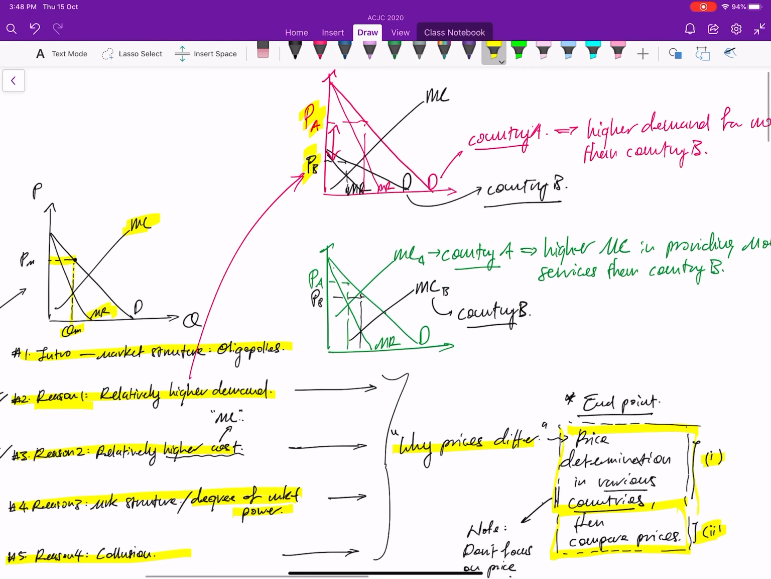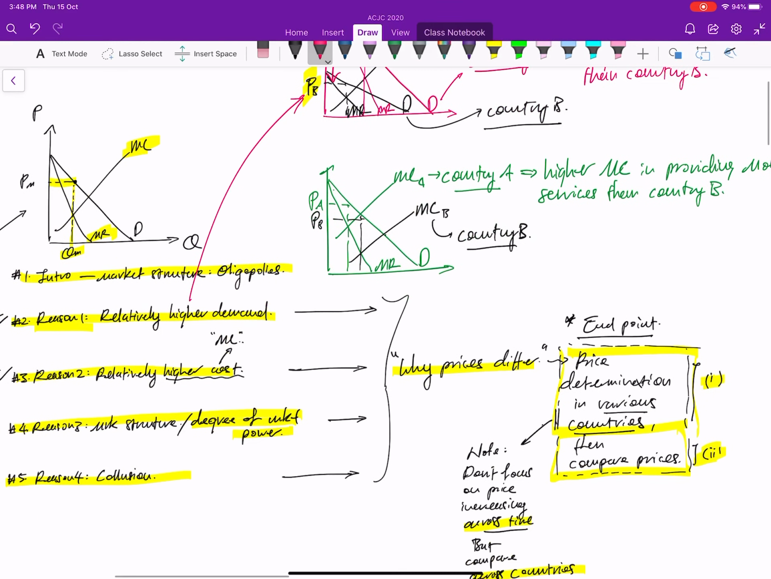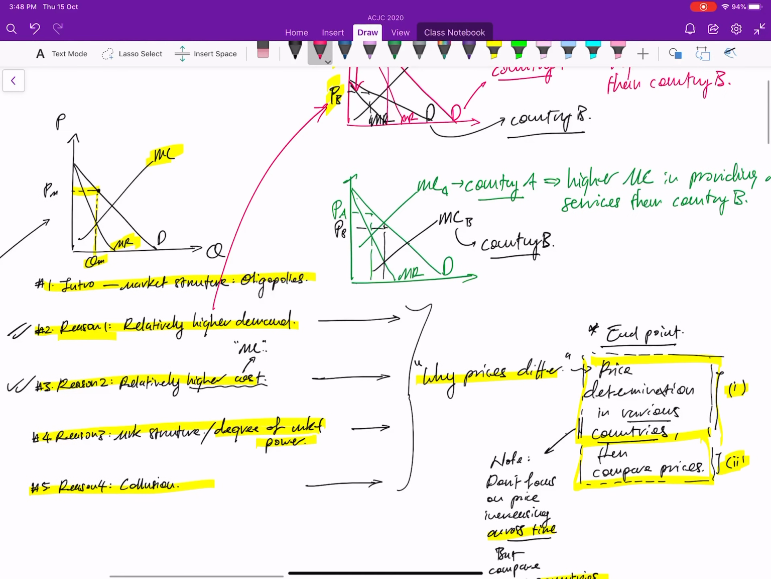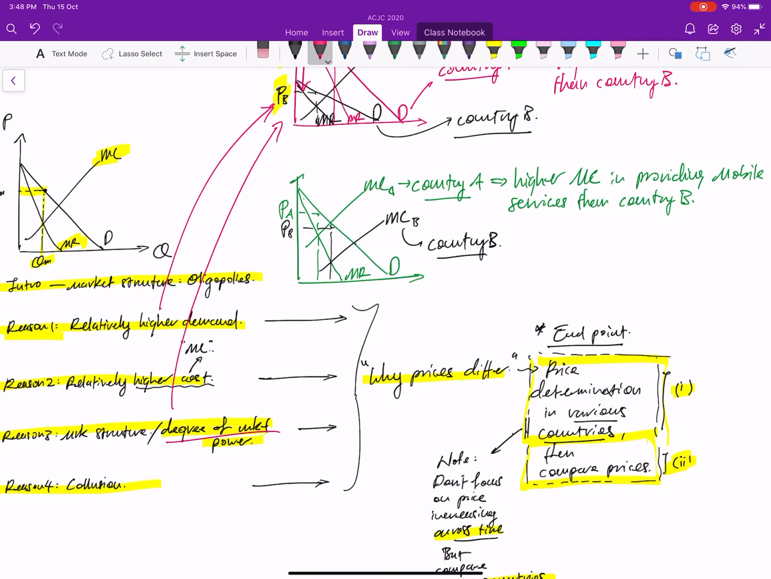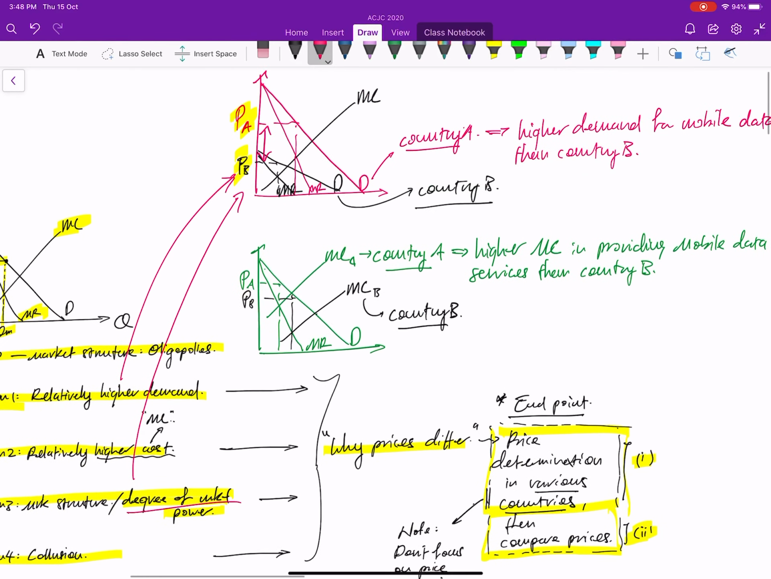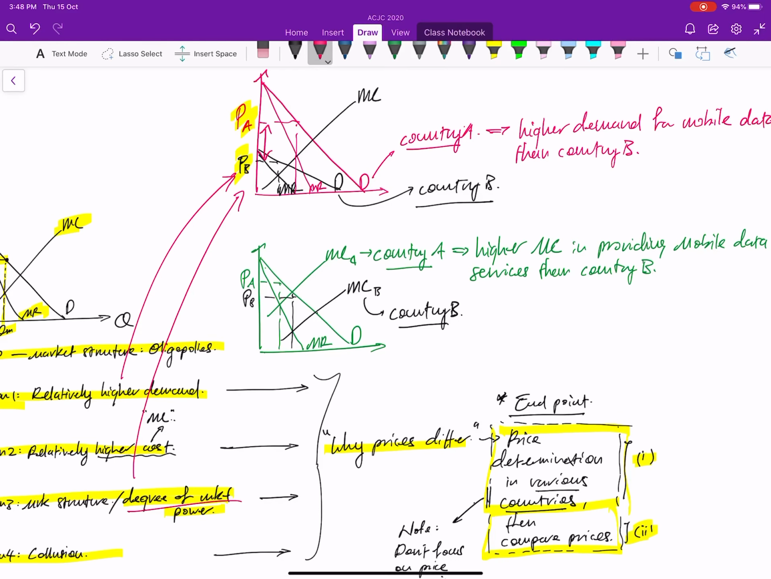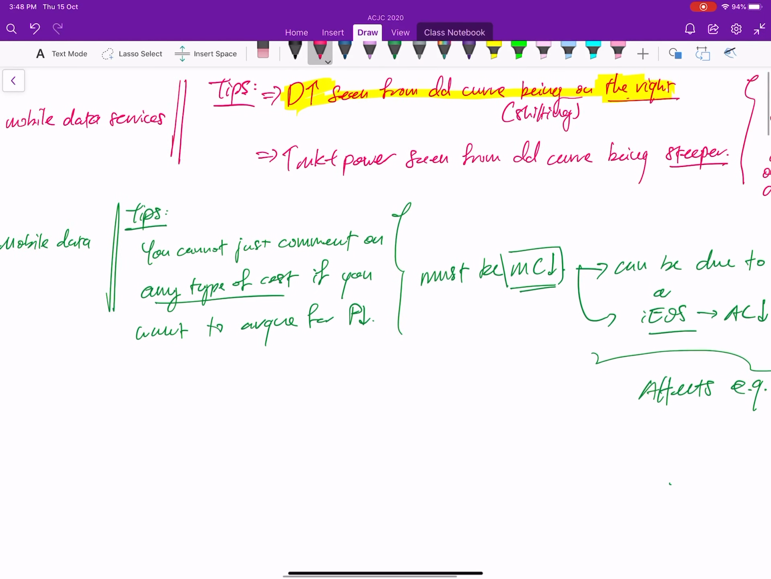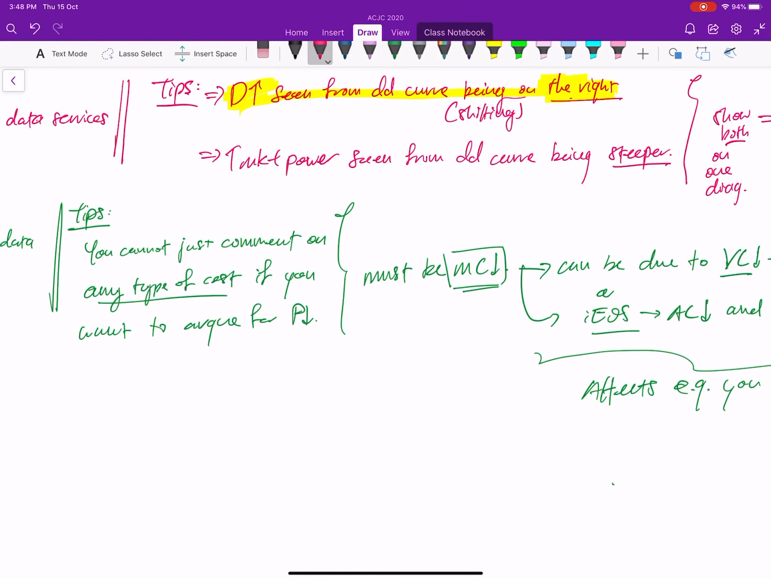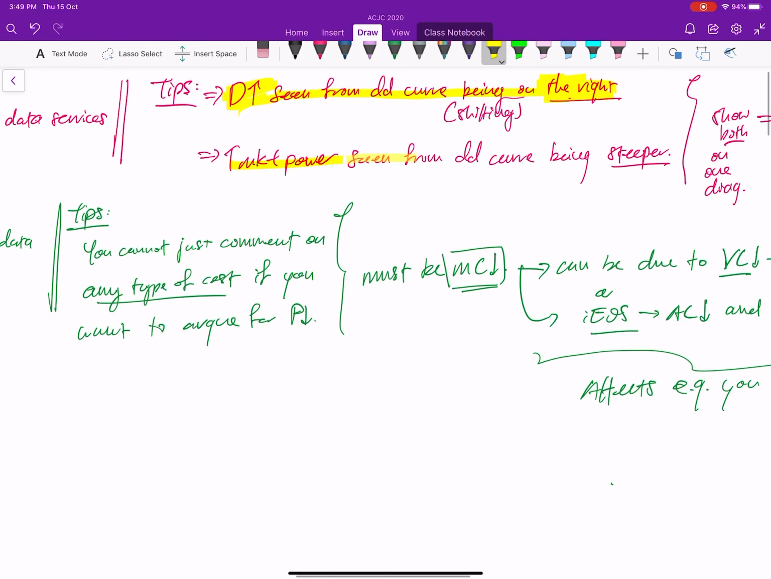But why is it that the demand curve is also steeper? Actually, this is our third point, which is degree of market power. So the degree of market power influences the number of substitutes, and it also influences the PED. Right? And the PED, degree of market power, influencing PED is seen from the demand curve being steeper.